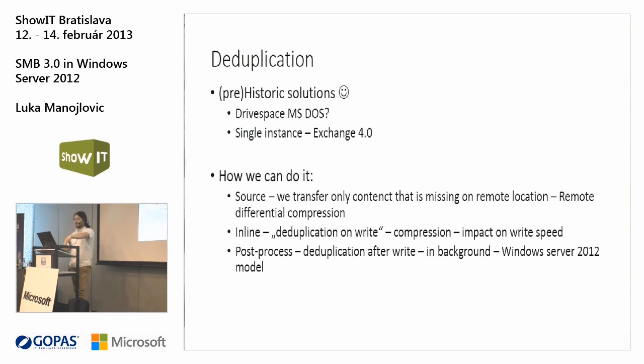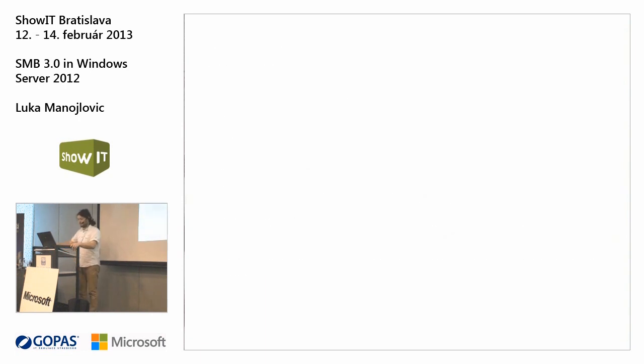Or post-process deduplication. It is done on most enterprise storages, and the Windows Server 2012 model is also using that. So deduplication is not running all the time, but runs in the background when the disks are idle, or when you say, let's say from 8 in the afternoon till midnight, use high performance deduplication. I will show you how you configure that.